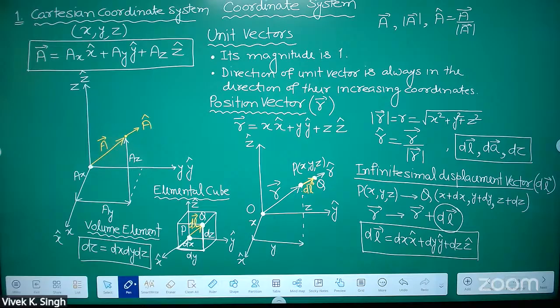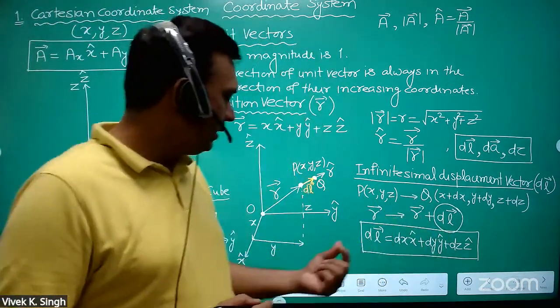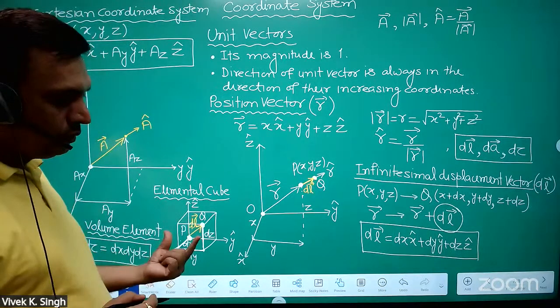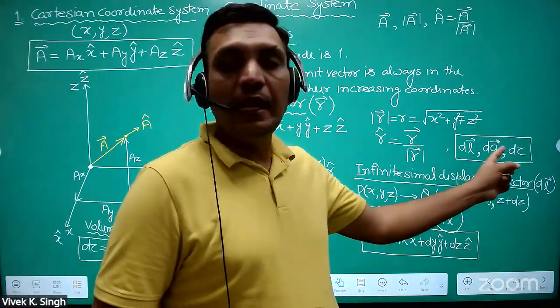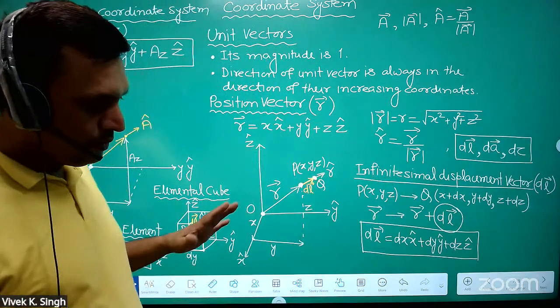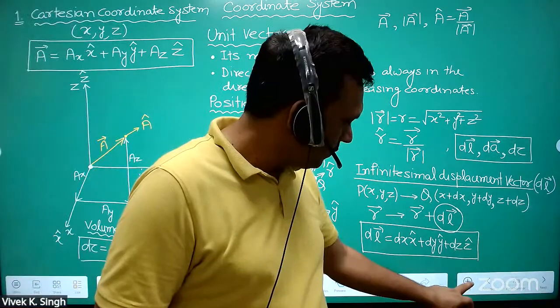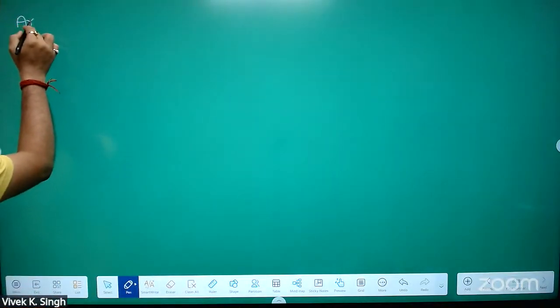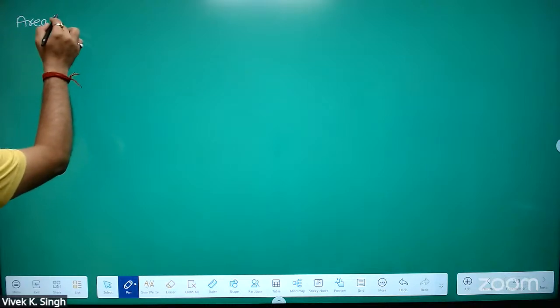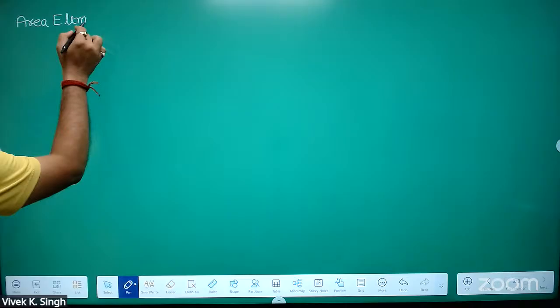Yes, sir. Okay. So now you know the dl vector, and you also know the volume element. Now we have to see how to write the area element. So let's see the next slide. We will see the area element.